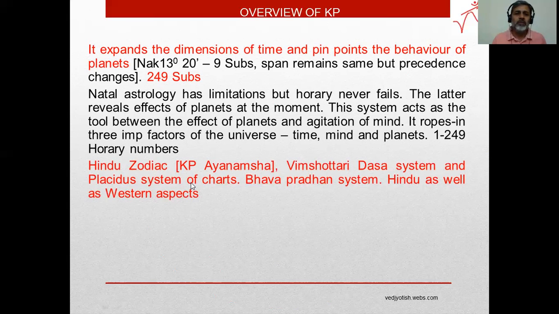Now, the system uses the Hindu zodiac with the KP Ayanamsha and uses only one dasa system, that is of Vimshottari Dasha. The charts are made by Placidus system of charts, and this is a Bhav Pradhan system. The Hindu aspects as well as the Western aspects are used for judgment. The Western aspects are used for the precise study of the dasa system as well as the inter-se relationship between Dasha, Bhukti and Antara lords.